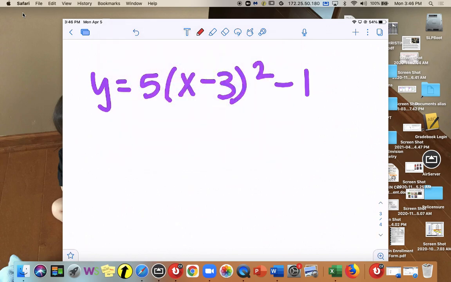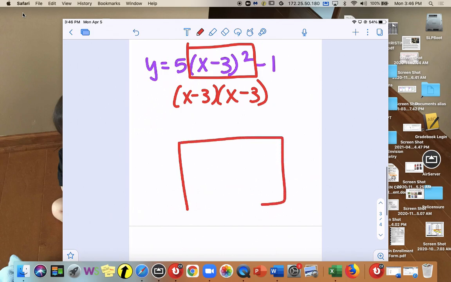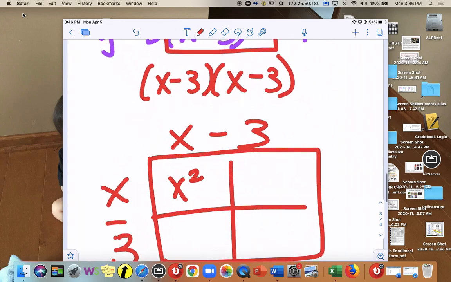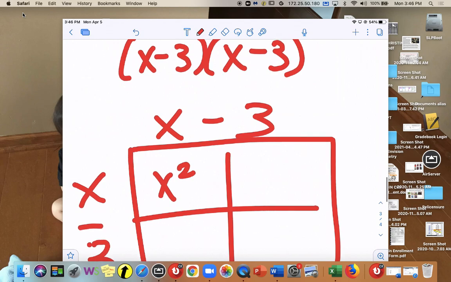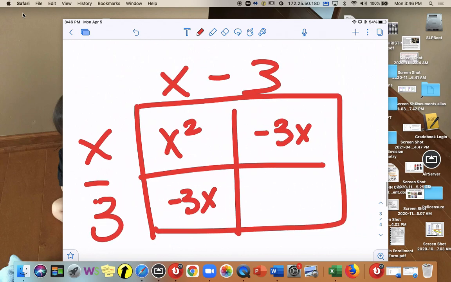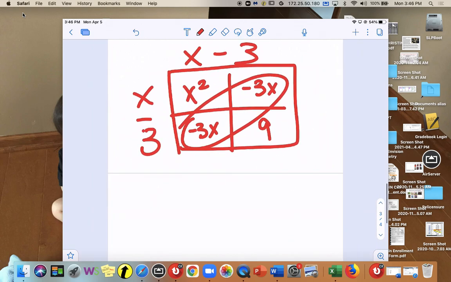So this is all order of operations. The first thing that we do is we square it. This is x minus 3 squared, which means x minus 3 times x minus 3. And you could FOIL, or we'll use the rectangle model. So x minus 3, x minus 3. In my first box, x times x is x squared. In my second box, it's negative 3 times x, which is negative 3x. In my third box, x times negative 3 is negative 3x. And in my last box, negative 3 times negative 3 is 9. Then we'll combine like terms, and we'll get x squared minus 6x plus 9.